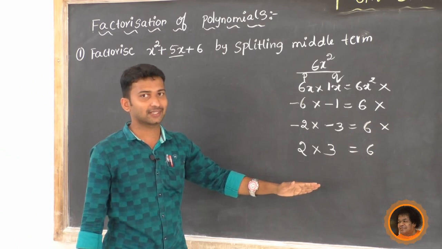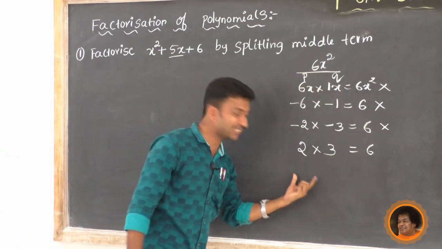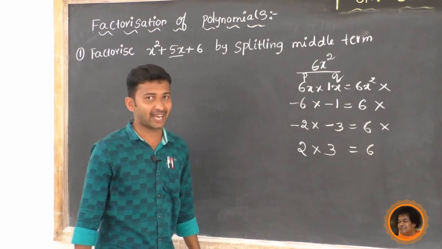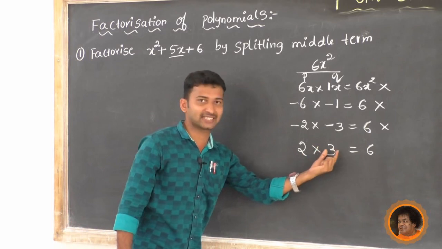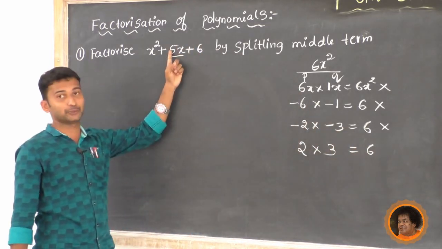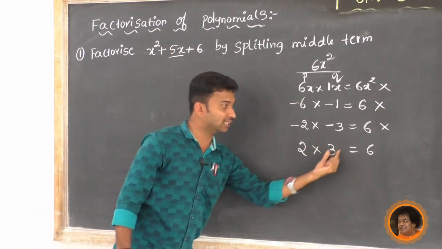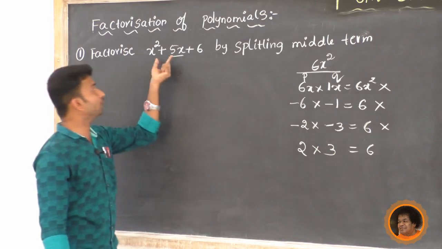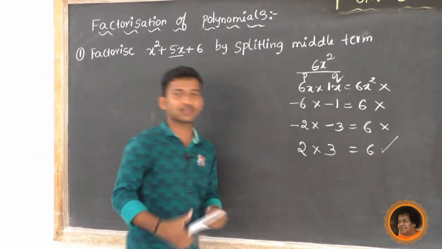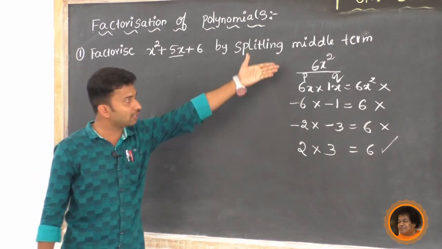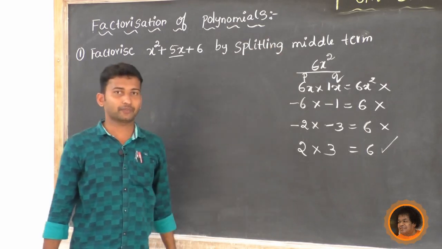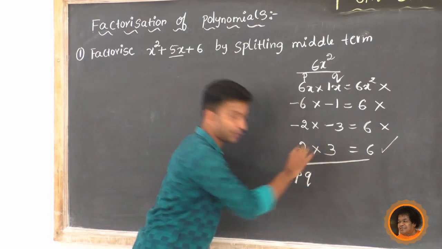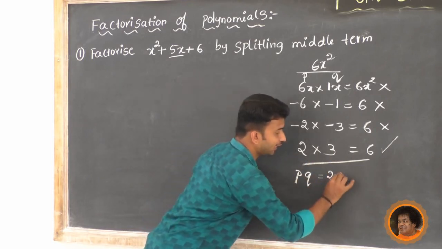Check for the last pair in the possible factors of 6x square, that is 2 into 3. 2 into 3 is equal to 6, and at the same time 2 plus 3 is also equal to 5. At the same time, it gives the sum plus 5. So this is the best selection in this list of the possible factors of 6x square. Select the last pair and let 2 be P and 3 be Q. So P into Q, 2 into 3 is equal to 6.